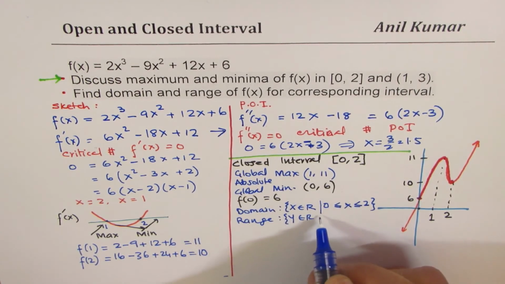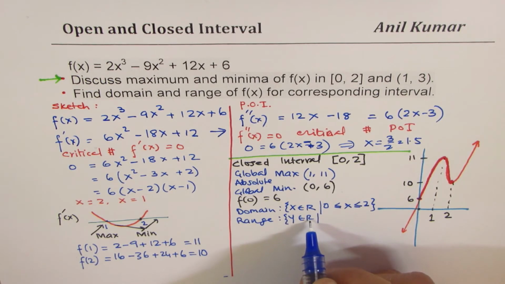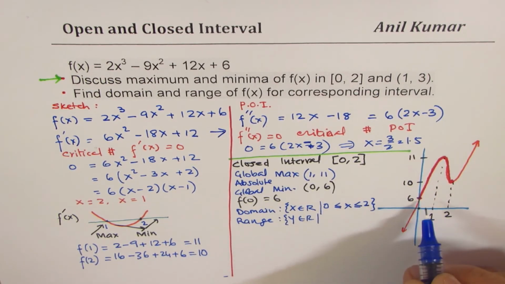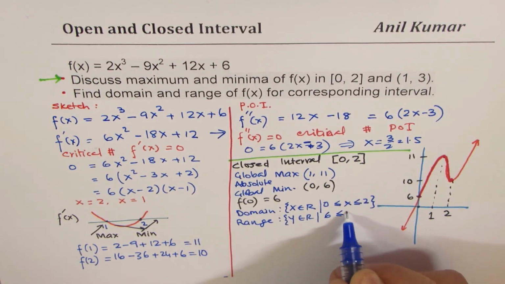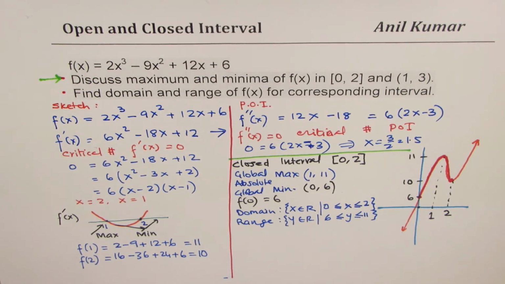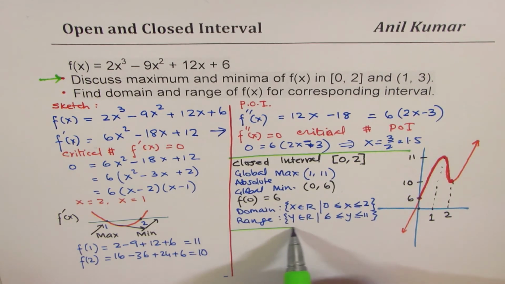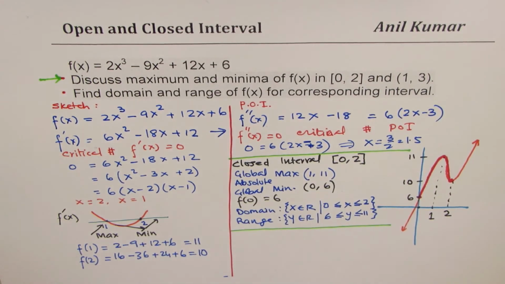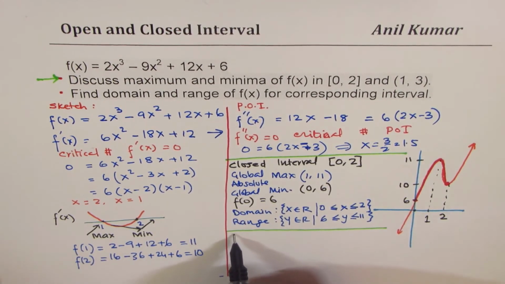Okay, yeah, this is the set of values. y belongs to real numbers, where y is from 6 to 11. Do you see that? From 6 to 11, both included. Both included. Now that is very important. So we have done domain, range, and maximum minimum for closed interval. Now let's consider open interval.